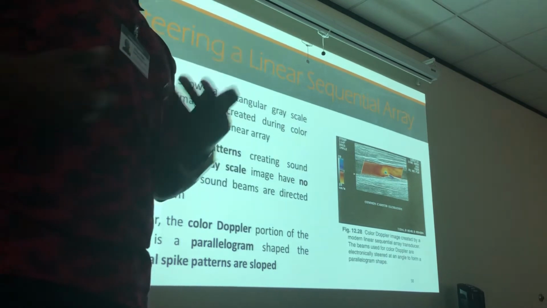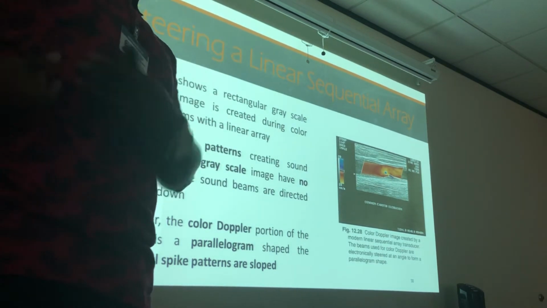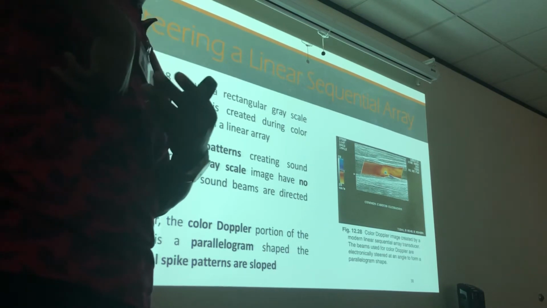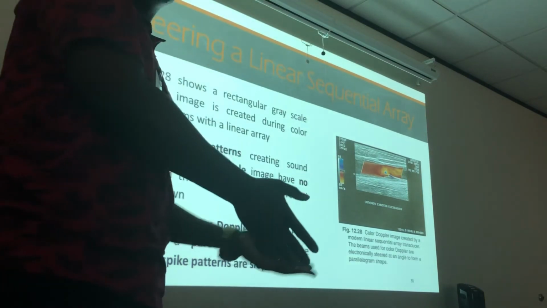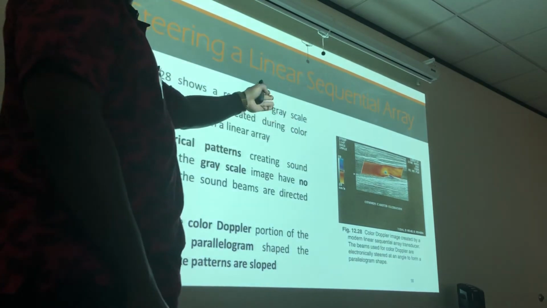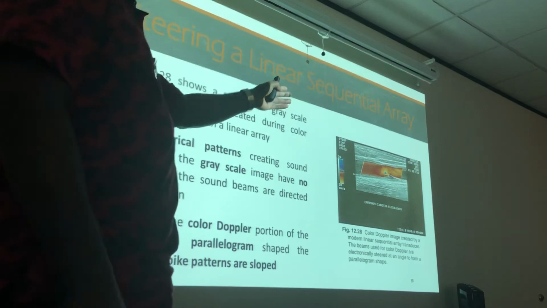So I can come right here and get the main portal vein and it's red. I can also heel my transducer and have it going the other way. Now it's blue. That doesn't mean it's going in the wrong direction. I just have to know how to read my Doppler scale, and we'll talk about that.